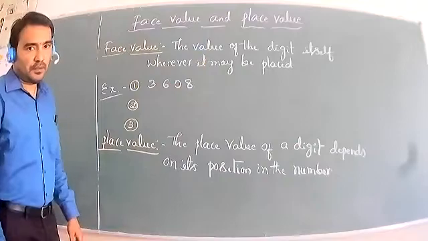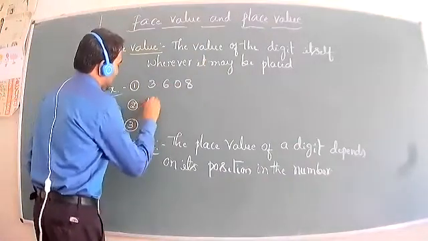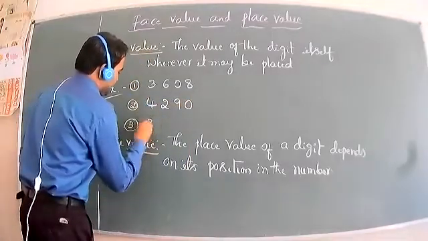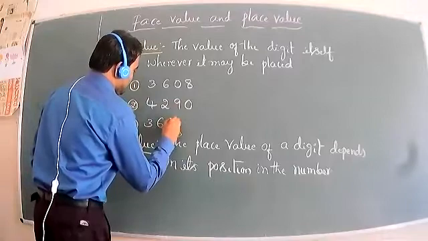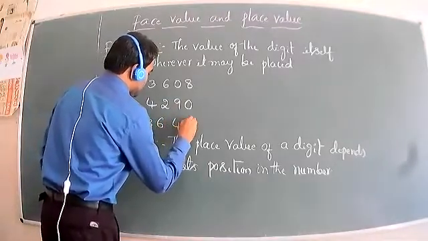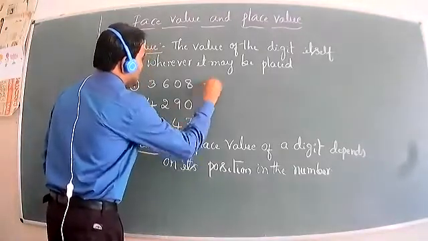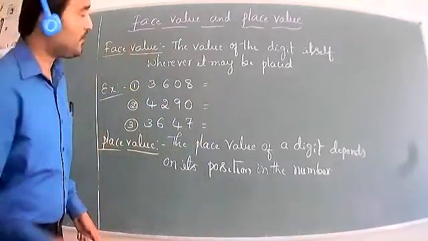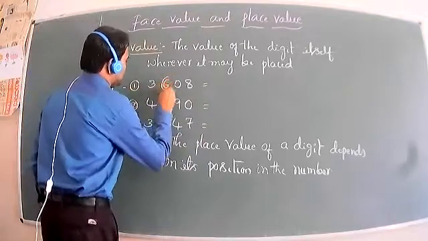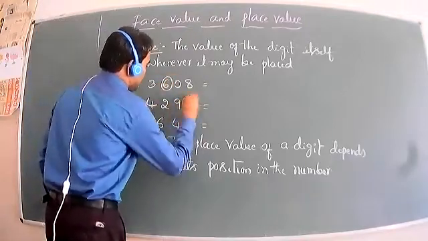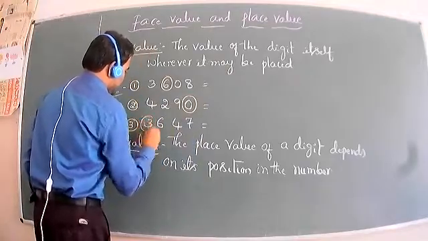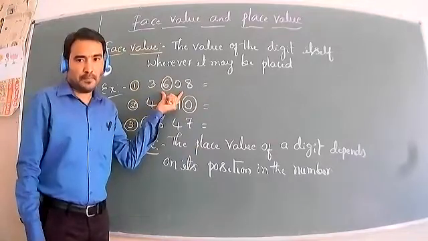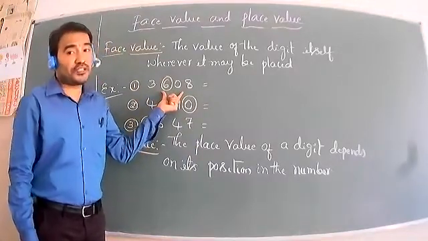This is the number. These are the numbers. I will circle one number. Find the face value of 6. We have to write what the face value of 6 is.